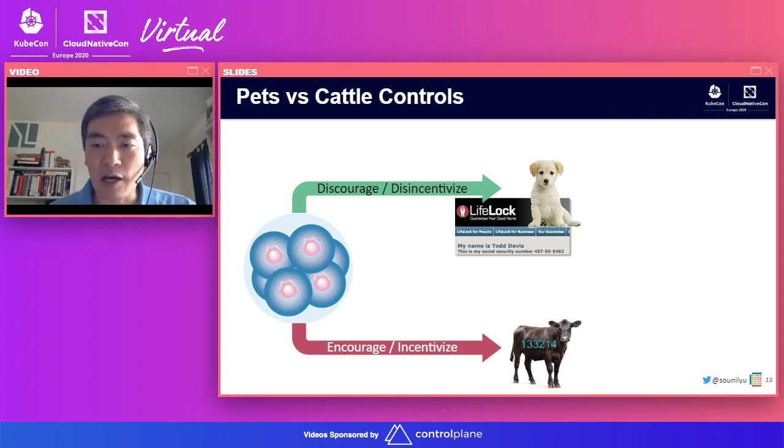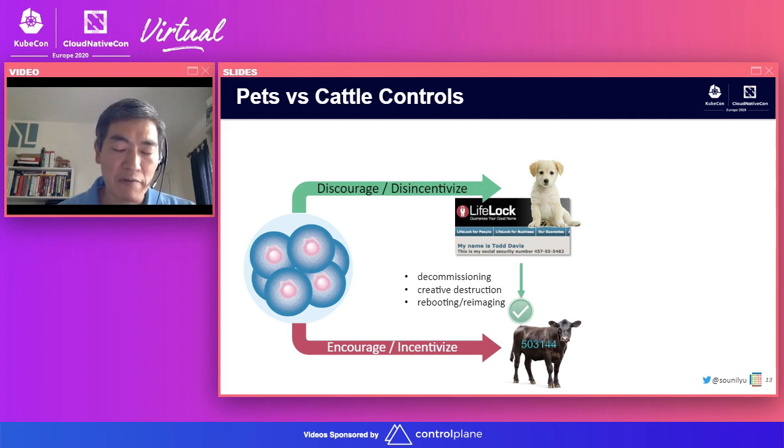Now, for the pets that we have, we would love to be able to decommission them, right? Having too many pets becomes an encumbrance, a burden that we have to deal with. And so we would want to find ways that we could potentially decommission the pets or replace them through the process of creative destruction. Even rebooting and reimaging helps us remove pets from our environment. But just know that for anybody who owns a pet, getting rid of a pet is a very emotional event. So removing pets is a very hard task in many organizations, which is why we want to try to avoid having pets at all or creating pets at all.